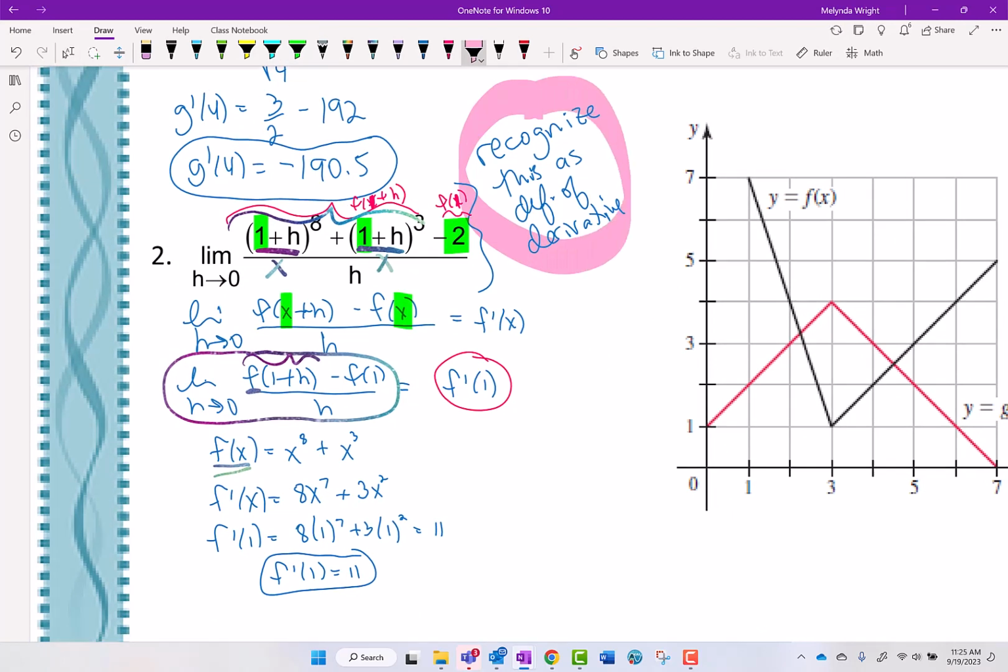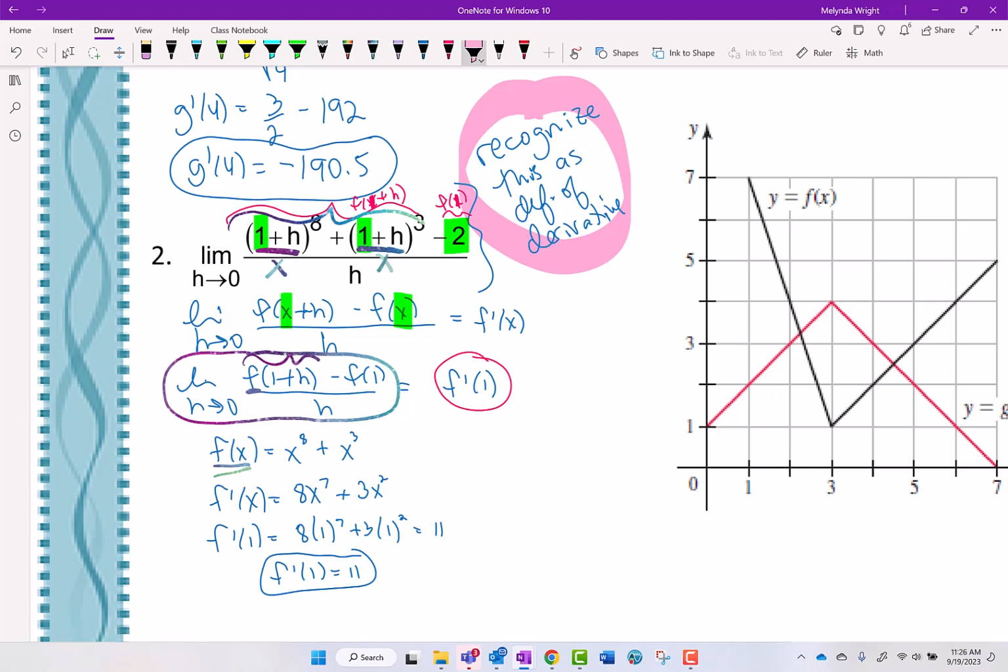Once we've recognized it, then we should write down the definition of the derivative and try to figure out what they have done to it. What have they done to it? What are they asking for? So I want to pause here for a second. Questions on that?